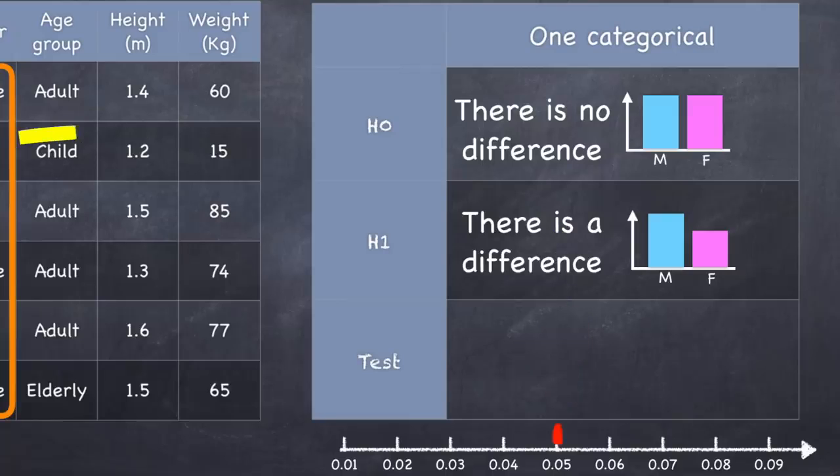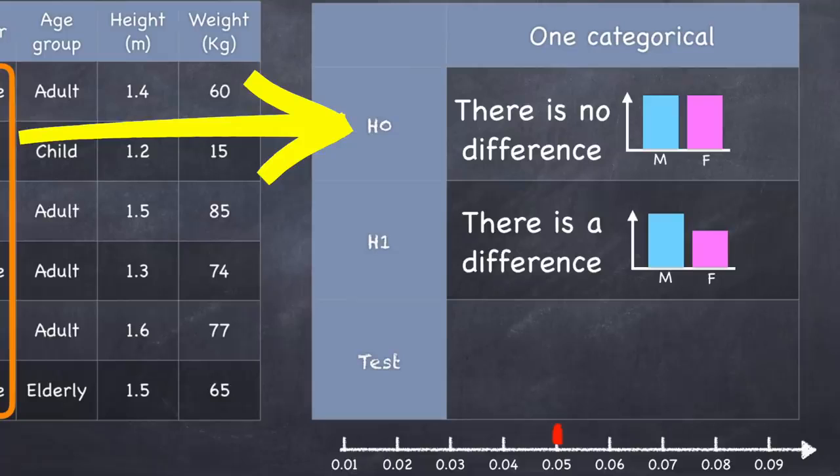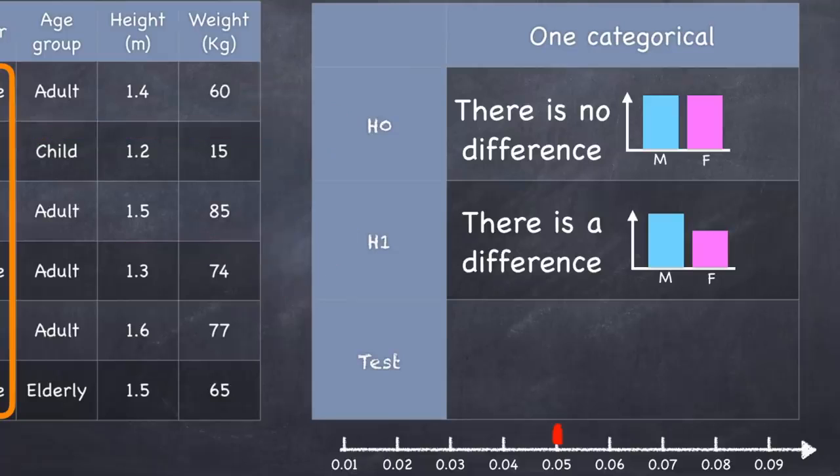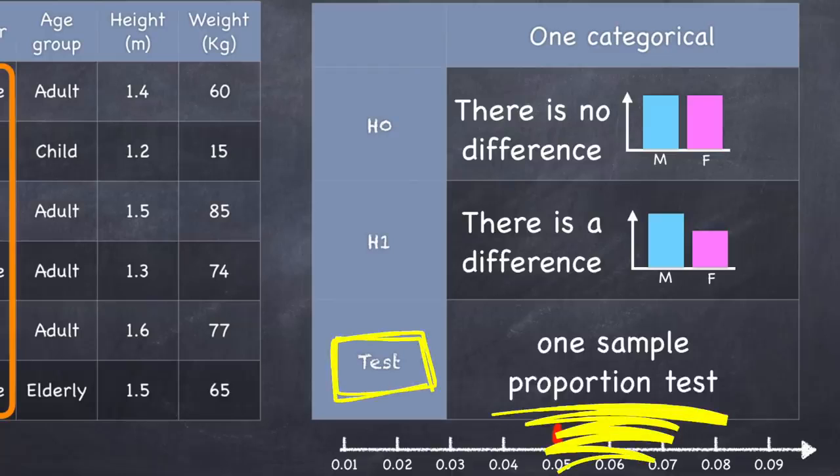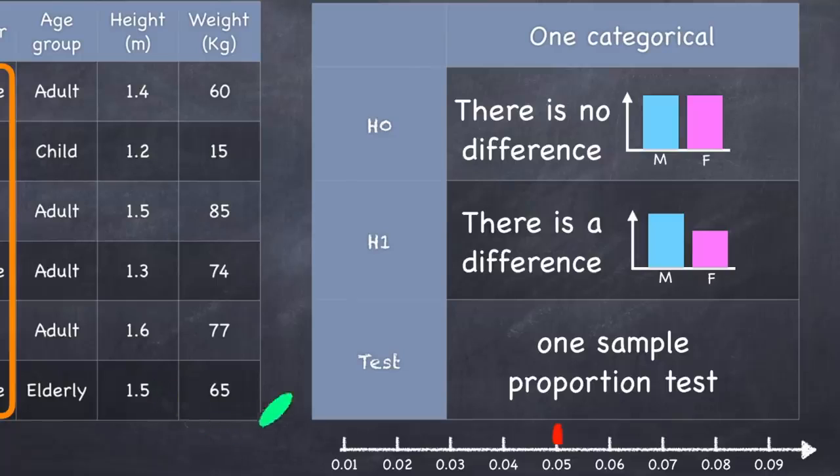We've got the null hypothesis, which is that there's no difference, and the alternative hypothesis, which is that there is a difference. And the next step is to apply a statistical test. And in this case, we do a one sample proportion test, and we generate a p-value. If the p is less than the alpha, then we can reject the null hypothesis and state that the difference that we observe is statistically significant.